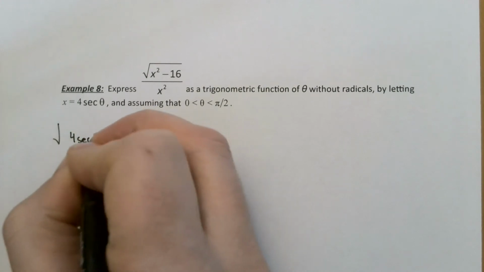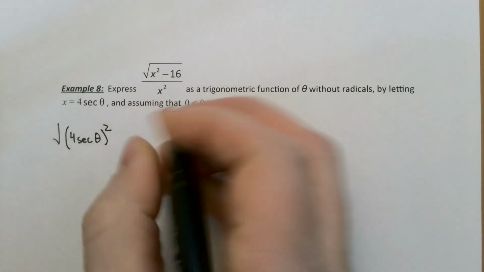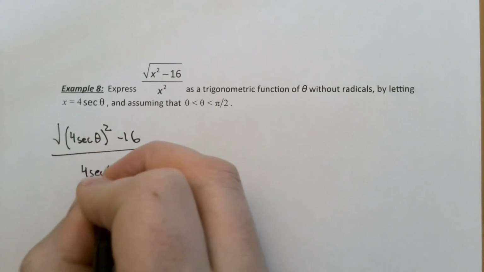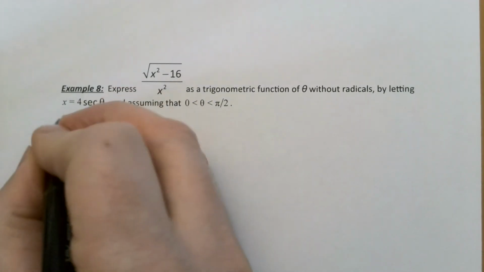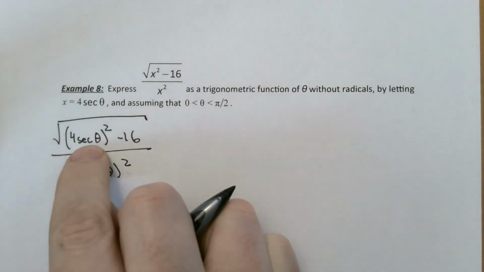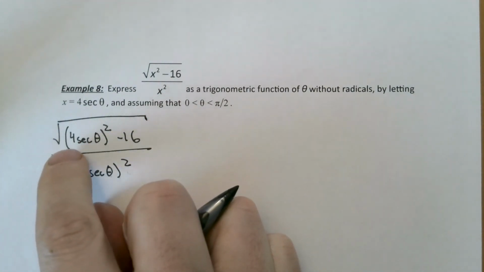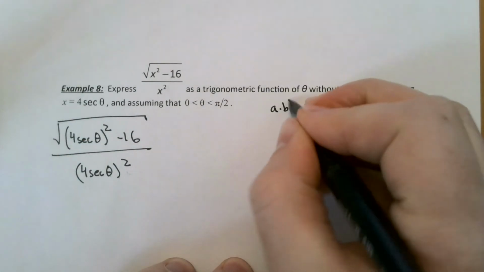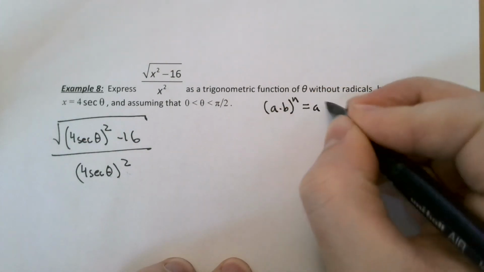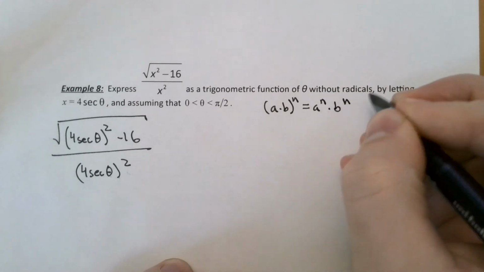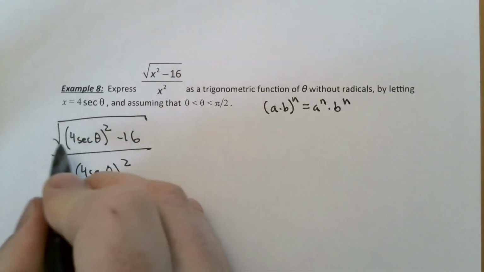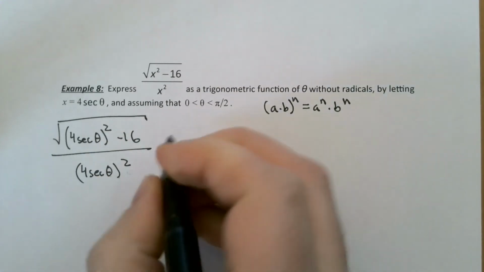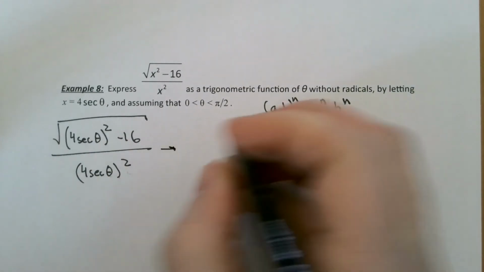Now be careful. A common mistake I see students make when they write something like this is that they apply the squared to the secant, but they don't apply it to the 4. These are two bases, so this is an example of a times b raised to the n power, which is equal to a to the n times b to the n, which is why we have to write this as 4 squared secant squared and 4 squared secant squared. Okay, so let's do that.